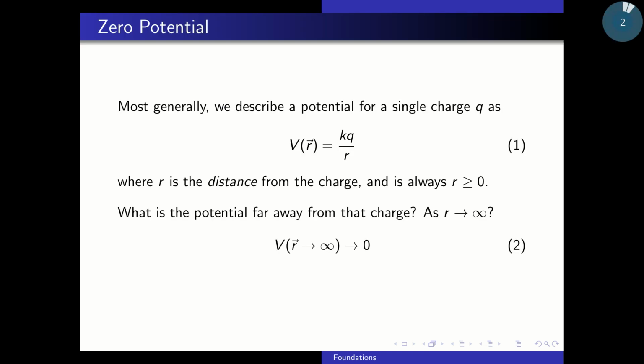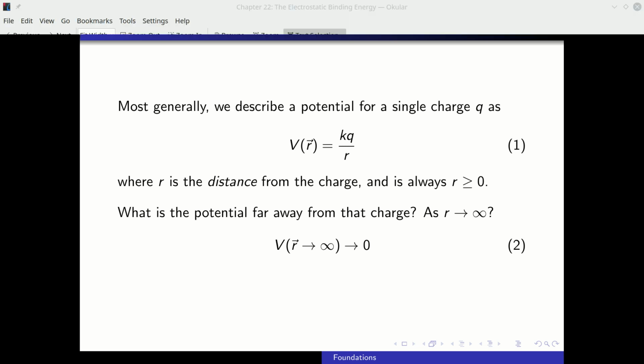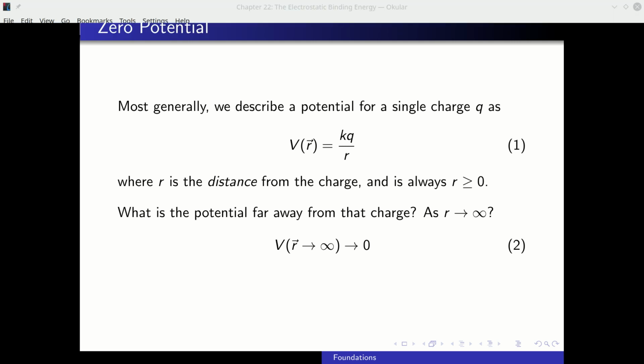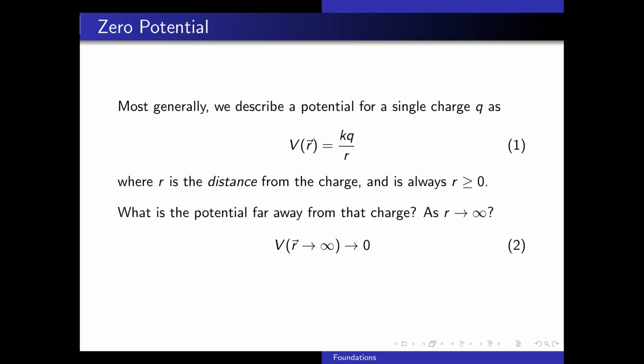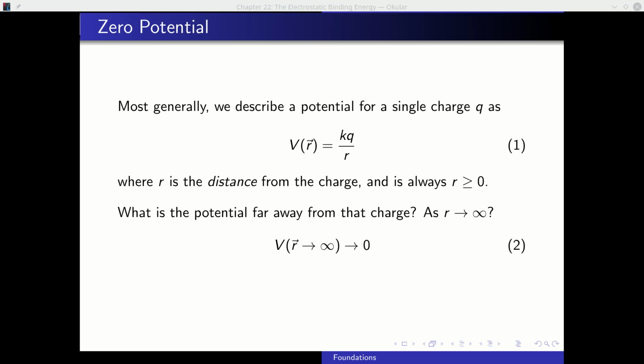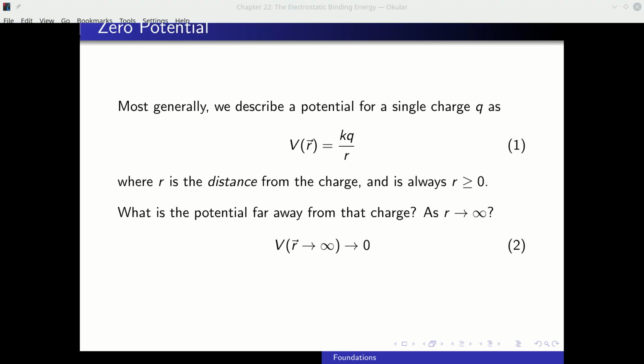So we know that we can describe the potential for a single charge, a point charge, as this kq over r. We'll note that V is a function of overall position, of r vector, but V itself is a scalar quantity. And all that means is that in general we care where we are in space as a vector, but we only depend on distance from any given charge. That r is always positive. If it makes you feel better, put an absolute value around that r in the denominator.